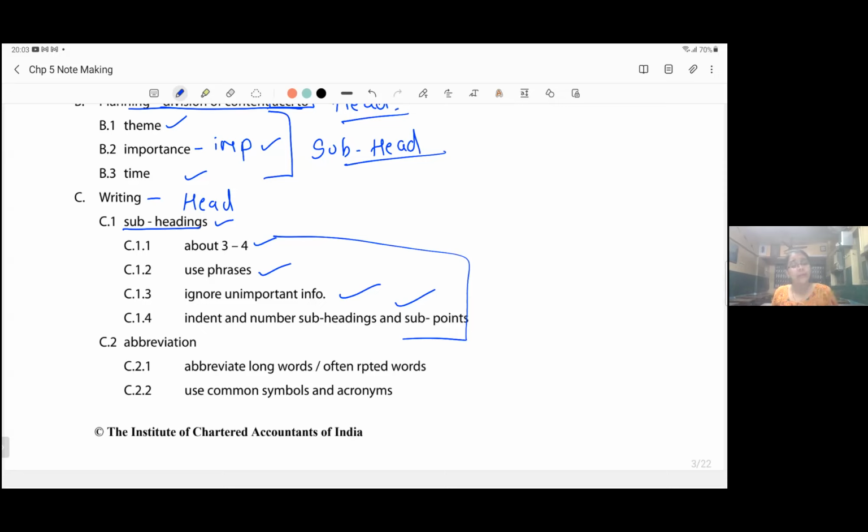Now within writing there is one more heading, that is abbreviations. Again a heading, then again a subheading. This is the subheading, this is the subheading and this is the sub point. Right, abbreviate long words, often repeated words. This is C, abbreviation again. Use common symbols and acronyms. This is a sub point.